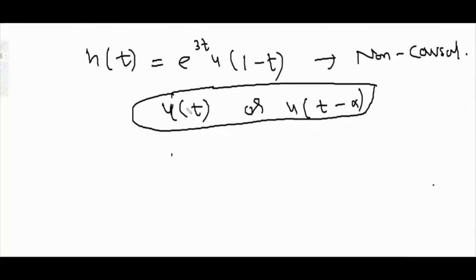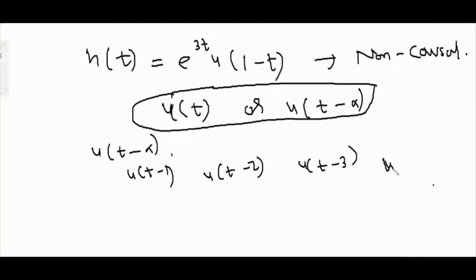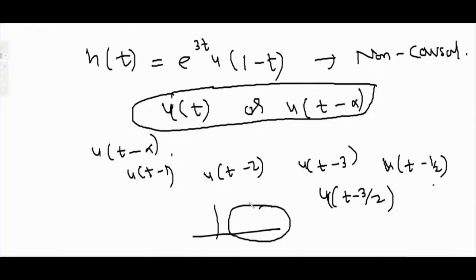Okay, then I hope you know that in u(t-alpha), alpha is some positive constant. So this can be u(t-1), u(t-2), u(t-3). All these are causal systems. Also u(t-3), or u(t minus some fraction), let us say u(t-1/2), u(t-3/2). All these systems are causal systems, because all these signals are present only for positive values of t.